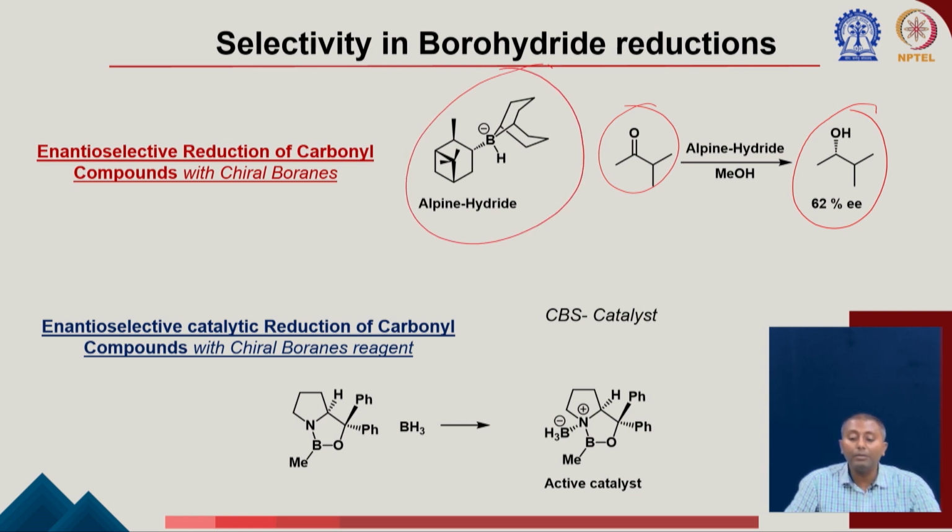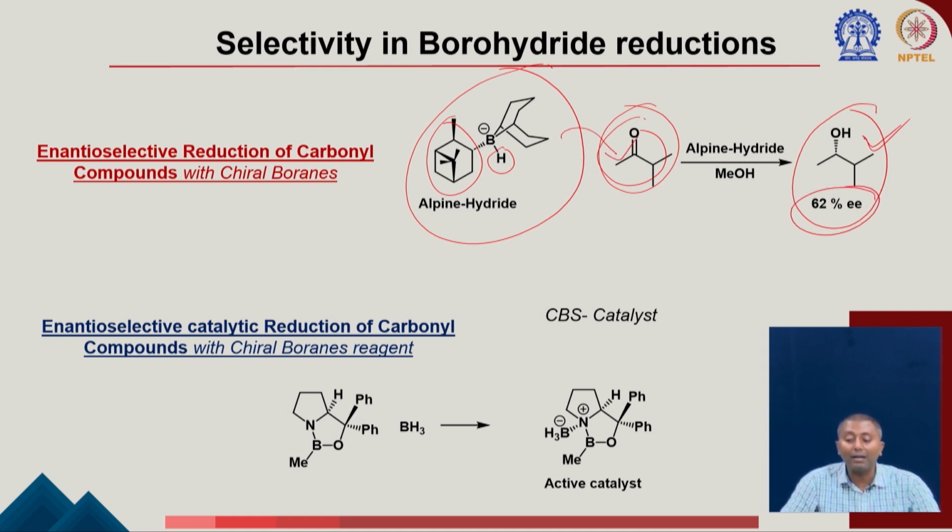Again, this type of compound you have already seen before. So using this alpine hydride, you can see here what is happening. You have this chiral backbone here on both sides. So now this can transfer the H to this carbonyl group from the bottom phase to give this alcohol, or from the top phase to give this alcohol, with 62% ee.